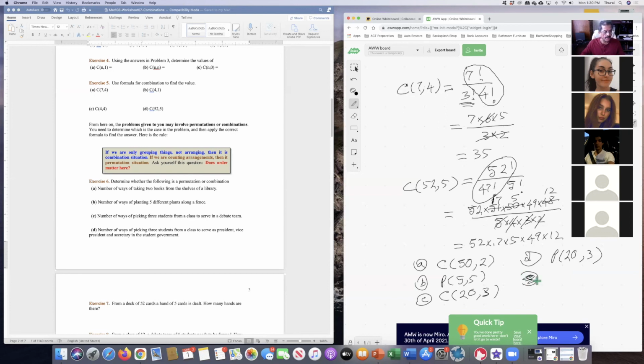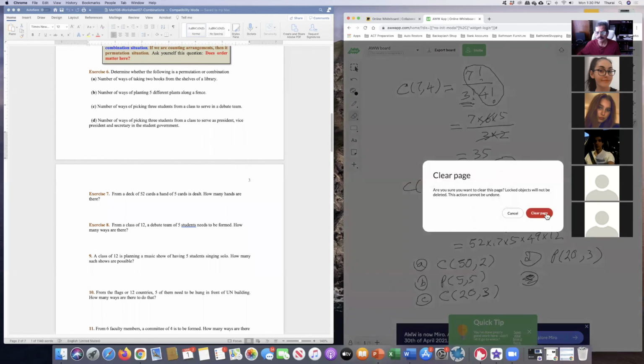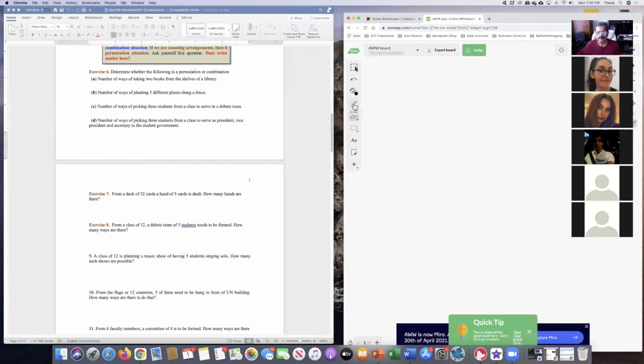All right, one more exercise and we can quit. Exercise 7. From a deck of 52 cards, a hand of 5 cards is dealt. How many hands are there is the question. Is that permutation or combination? Permutation? Combination. Okay, I heard 2 answers.